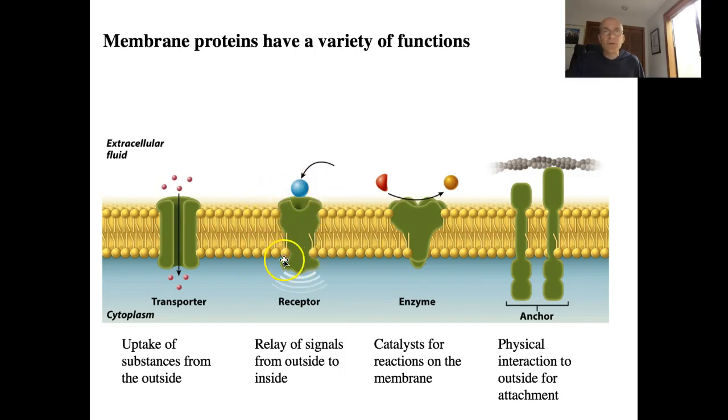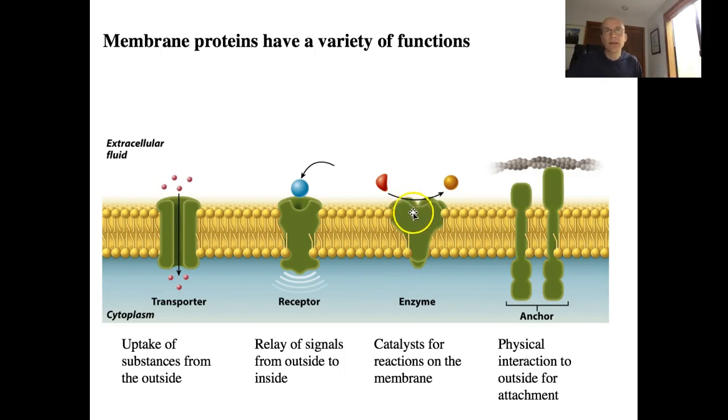There are also receptors. Those receptors can sense that there's something going on outside. In this case, a molecule simply binds to the receptor, and then the receptor signals something to the inside. So it relays a signal from the outside to the inside. But this molecule itself does not pass through. So that's a receptor molecule. Then there are enzyme molecules that are embedded in the membrane that act as catalysts, as proteins that do something, but they don't float around in the cytoplasm.